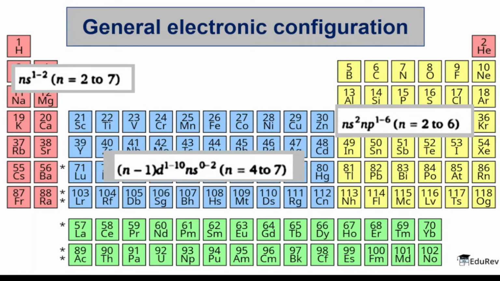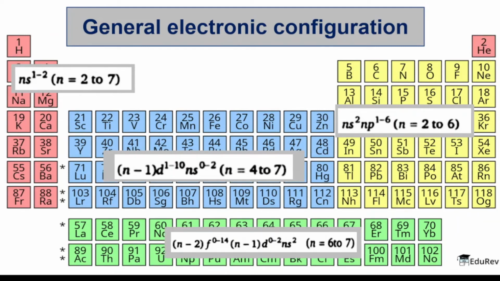Talking about the d block, here the general configuration is (n-1)d 1 to 10, ns 0 to 2. Here we have a penultimate shell, which is the d shell, and a valence shell, which is the s shell. The n value here is 4 to 7, and I think you clearly know why. Because when n is equal to 4, then the d value is going to be n-1, which is 3, and that is the basic thing, because d can never be 1d or 2d as discussed in the last slide.